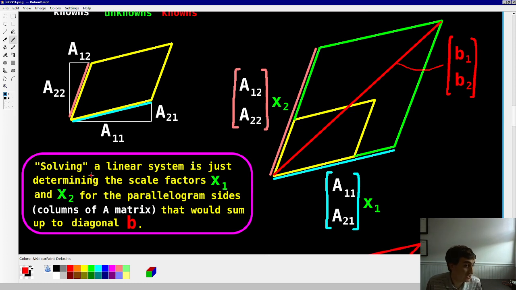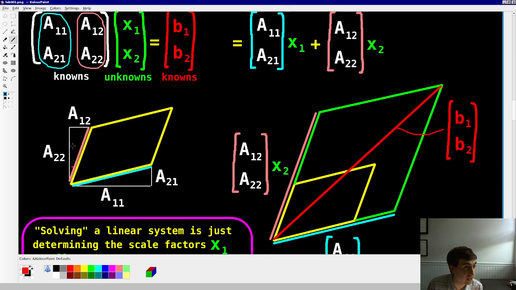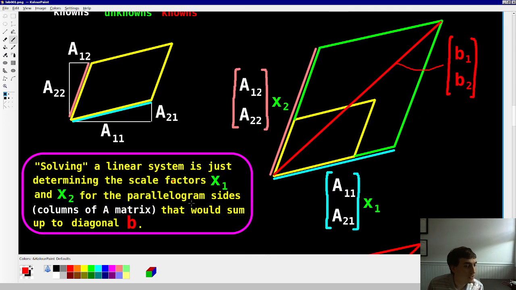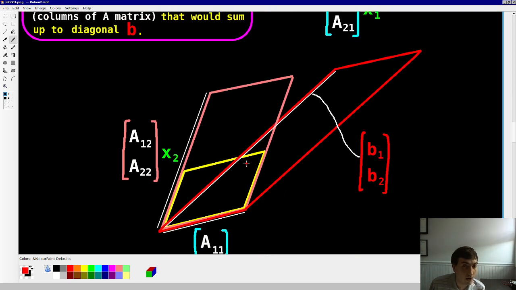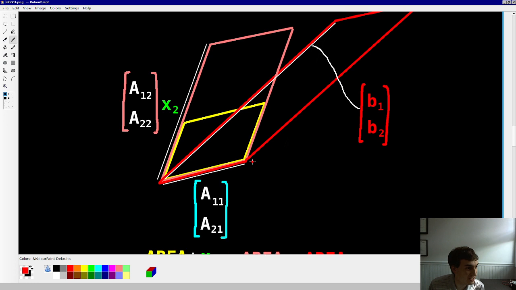So in this sense, solving a linear system is just determining the scale factors, in this case called x1 and x2, for the parallelogram sides, which are the columns of this matrix, so that when you sum up, you get the diagonal b. Cool. Now, how does Cramer's rule leverage this kind of geometry?